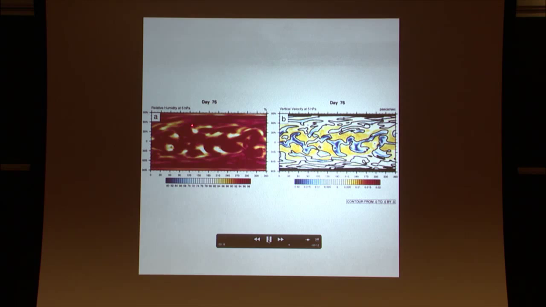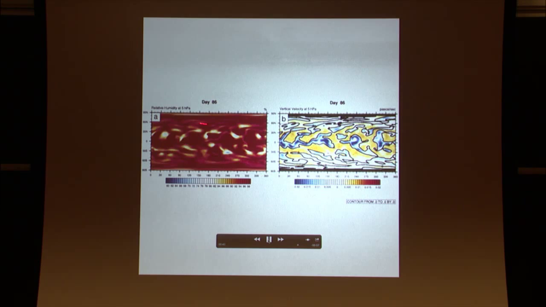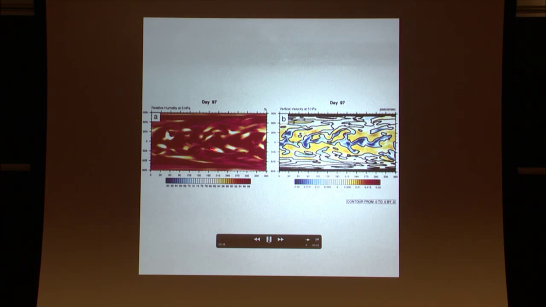But again, you see convection popping up and then being sheared out by weak barotropic jets in this region, but none of that characteristic baroclinic eddy pattern. But there's meteorology going on there.